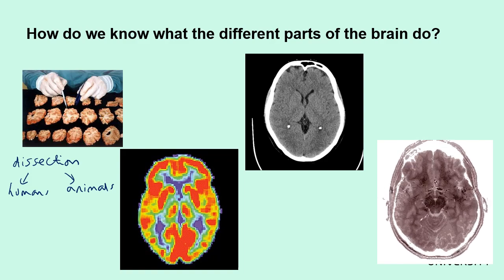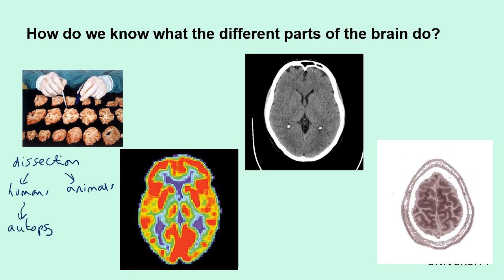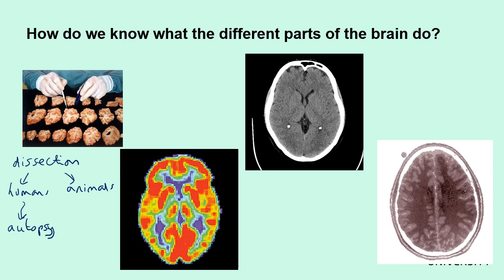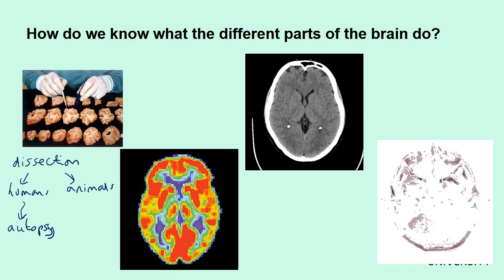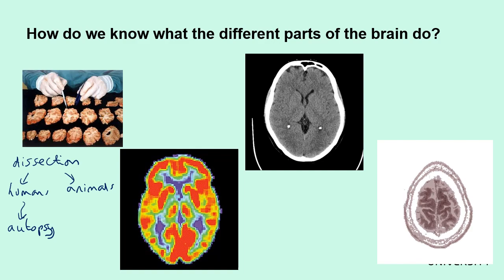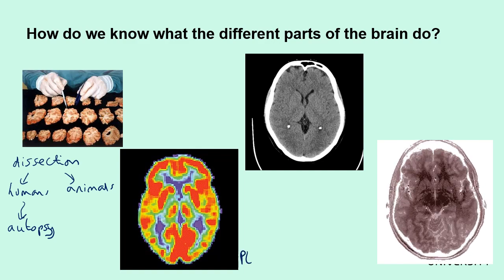You can do this as an autopsy in humans or even animals. So if you've got someone who's died of something and you don't know what it is, you can do an autopsy on their brain to see if you can work out what it is. There are lots of different imaging techniques you can use. So you've got things like PET scans.